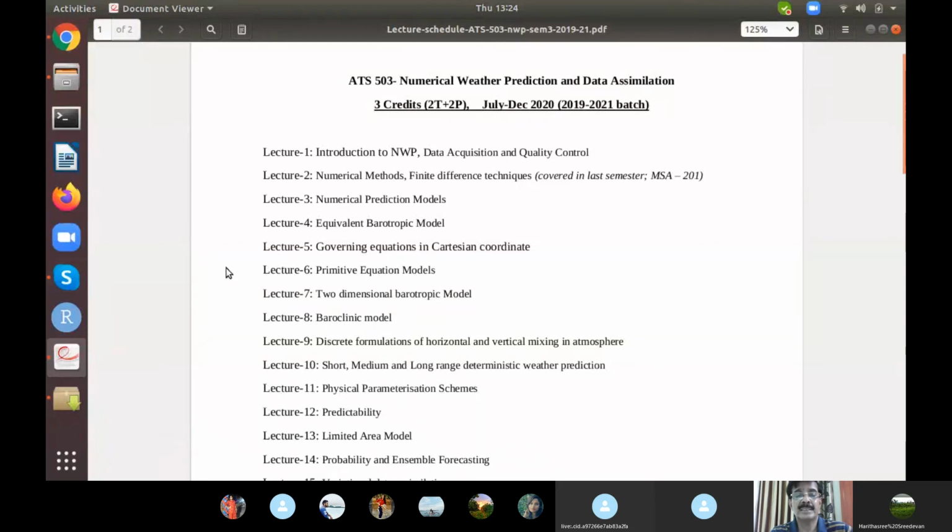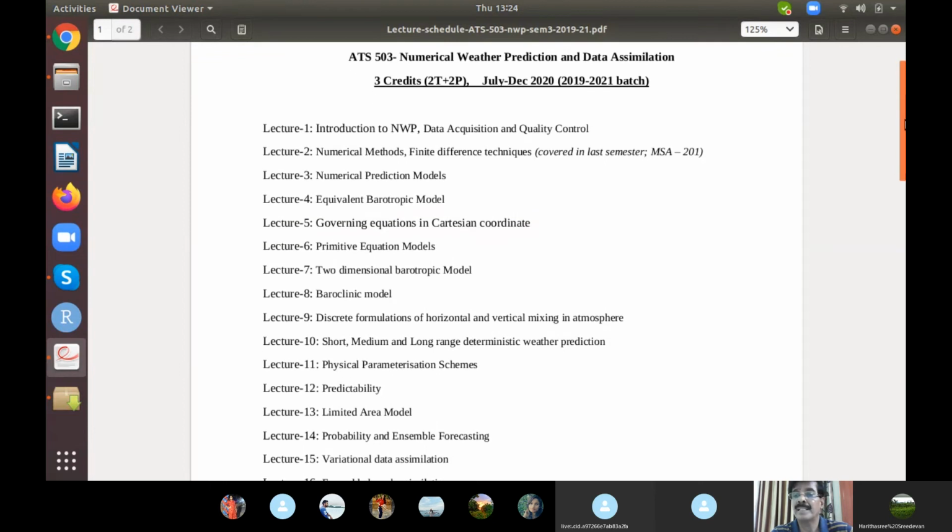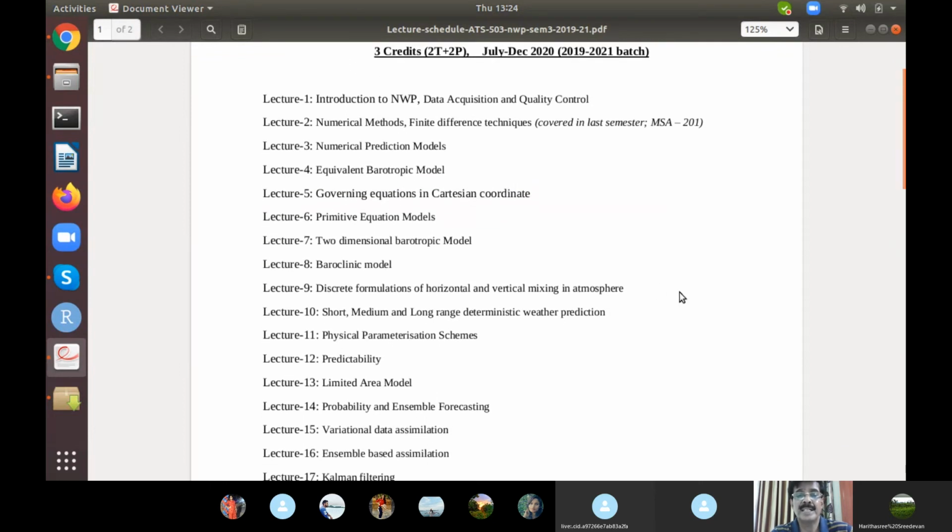So we will not repeat those things, but we can just have discussions now in the Google class. We can have assignments, short assignments, so that it will keep you in touch and keep you fresh. Right, two-dimensional barotropic model also, we can discuss if you have not discussed earlier. Baroclinic model, that is the two-level model. Then discrete formulation of horizontal and vertical mixing in the atmosphere, basically discretization only. Discretization also you have studied, because there is a lot of overlapping.